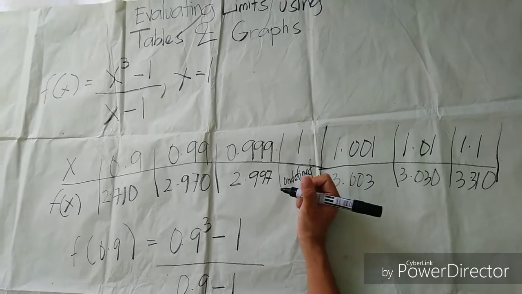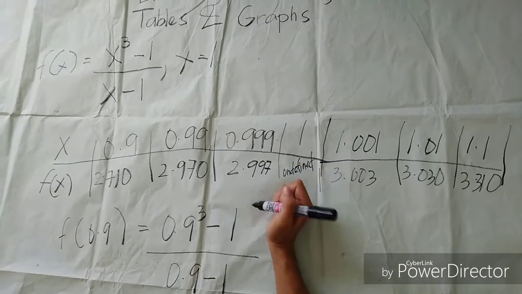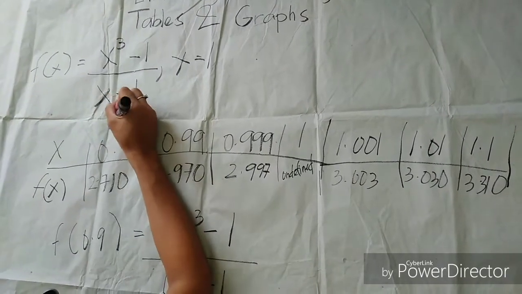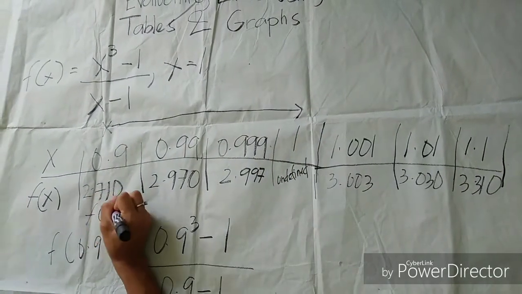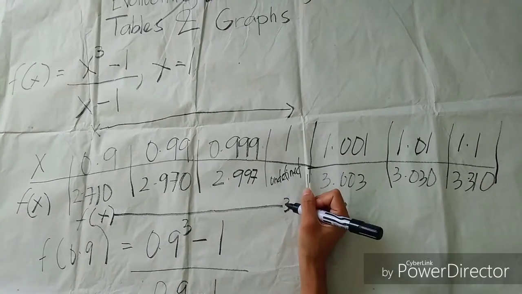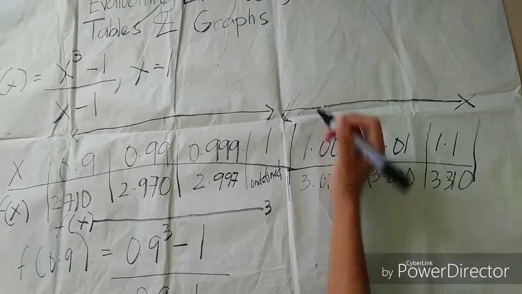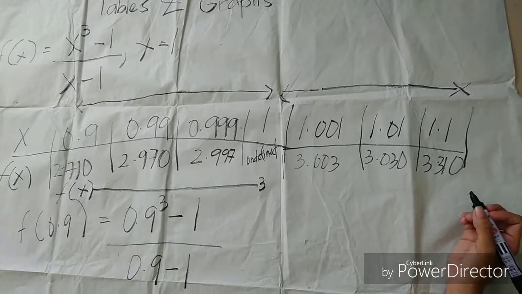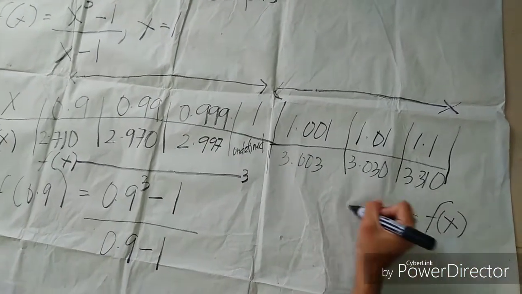But we are not concerned with what's happening at x equals 1, only as x is closest to 1. So here, as x is closer and closer to 1, it looks like f of x is closer and closer to 3. Same thing from the other direction, as x is getting closer and closer to 1, f of x is getting closer and closer to 3.